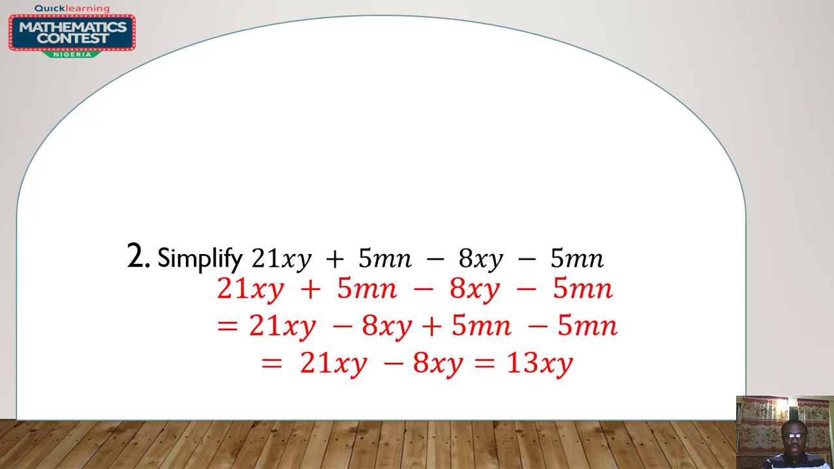So let's solve this together. From the previous example you will understand that we just have to group these things together. So I have 21xy, then we have this minus 8xy. Let's bring it there. So this 5mn and minus 5mn, these guys cancel out already, so what remains is 21xy minus 8xy. So our answer gives us 13xy. If you get that, thumbs up for you again.